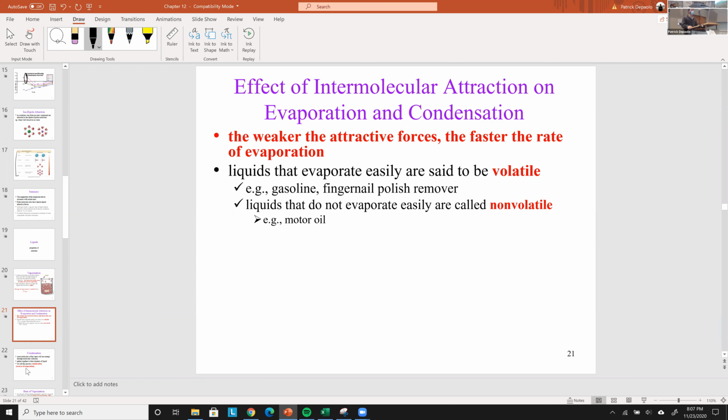nail polish remover. Who's ever experienced nail polish remover, basically acetone, right? If you spill it on the table, you wipe it with a towel, it's gone. It's already gone. It's not wet anymore. Like, whoa, where did it go? So it has a very high vapor pressure. We'll talk about that in the next slide, but it has very weak attractive forces. Acetone looks like this.